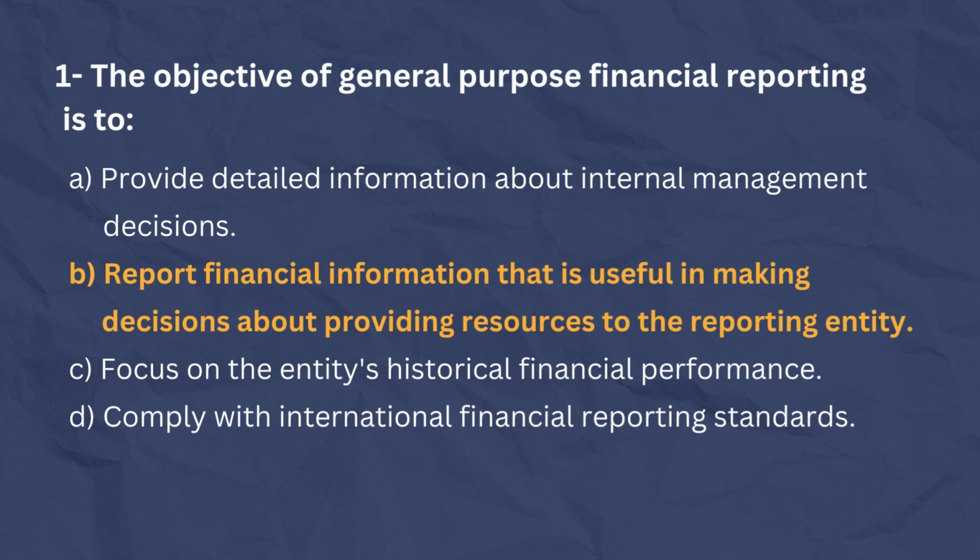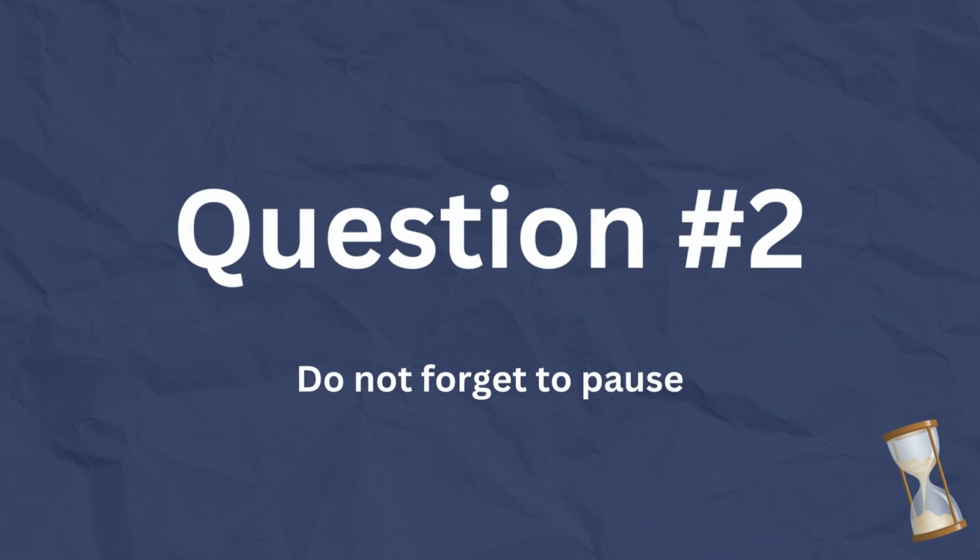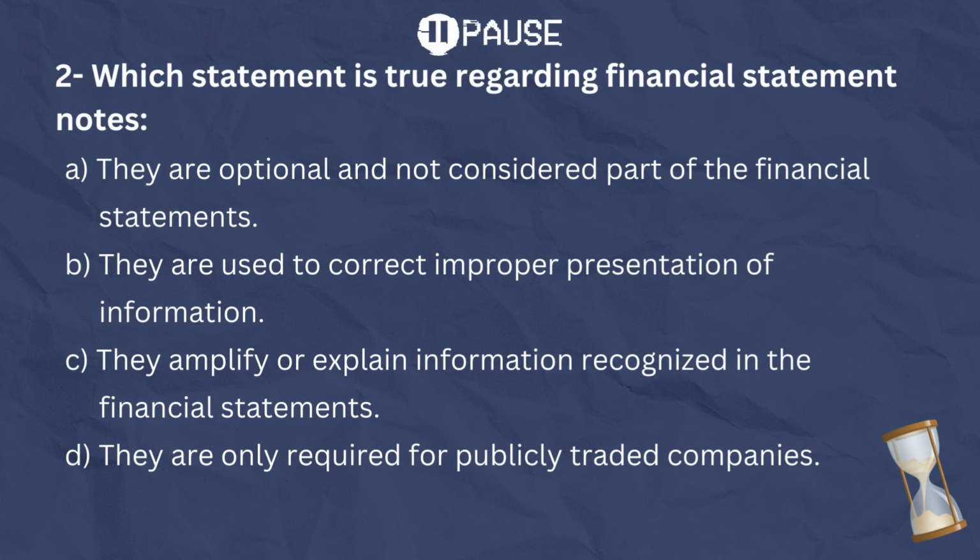The correct answer is B. By focusing on providing information that aids decision-making, financial reporting helps users assess the financial health, performance, and potential of the reporting entity, facilitating resource allocation decisions. Now repeat the same steps until the end of the video.